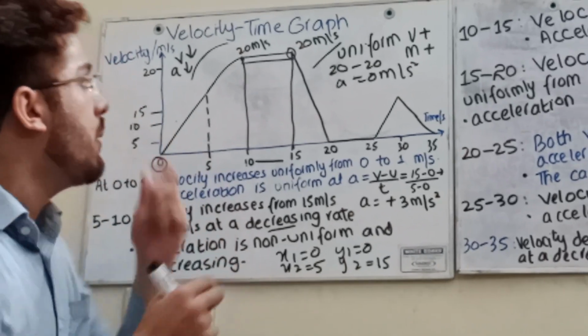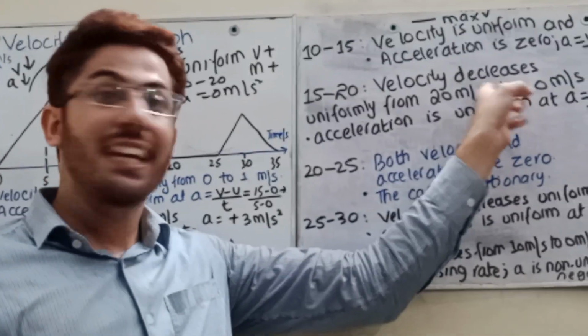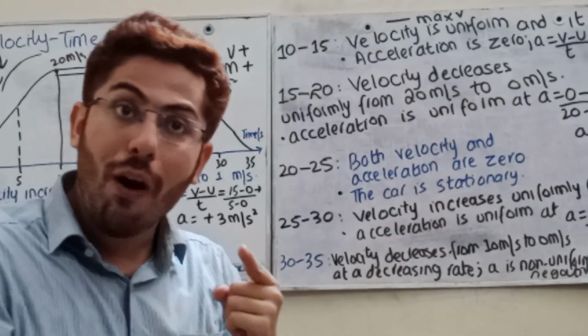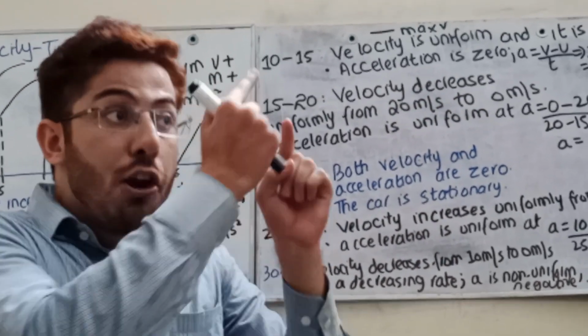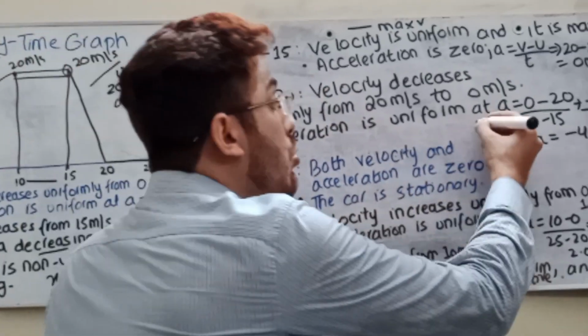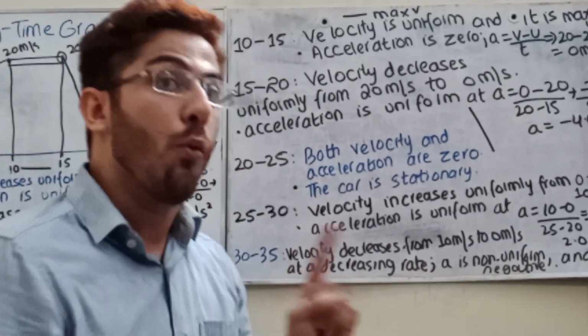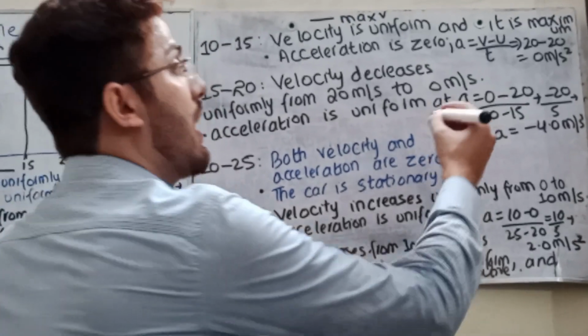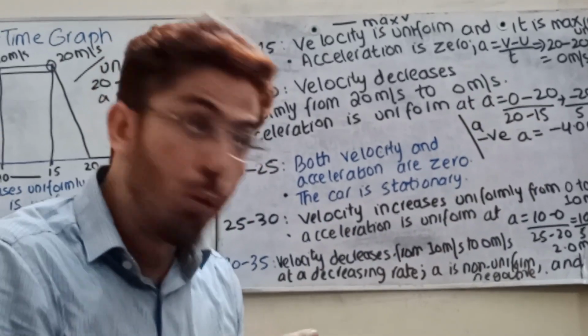Now moving forward, from 15 to 20, student. Velocity decreases uniformly from 20 to 0. Maximum velocity we have is 20 meter per second. Now the graph is coming down. Student, always remember, I told you this is uniform, I know, but we are going to see that acceleration I will get negative. Okay, we are going to prove it.